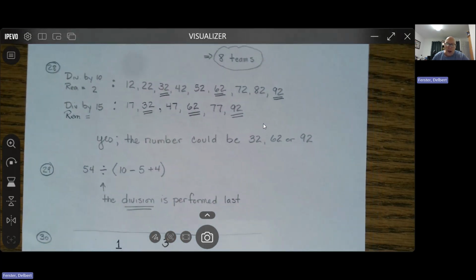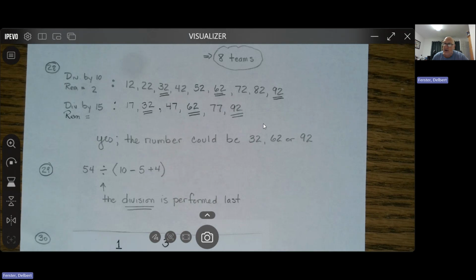The next one I think sometimes seems difficult for kids. You want to find numbers, if you can, that are divisible by 10 with a remainder of 2. So I just made a list of them. 12 is one of those such numbers. So is 22. So it's 32, 42, 52. You also want the number to be able to be divisible by 15 with a remainder of also 2. So 17 would be one such number, so it would be 32, so it would be 47. So you're saying, are there numbers that are in both of those lists?